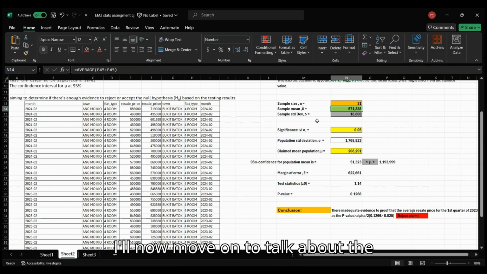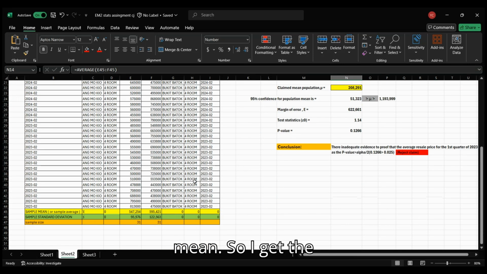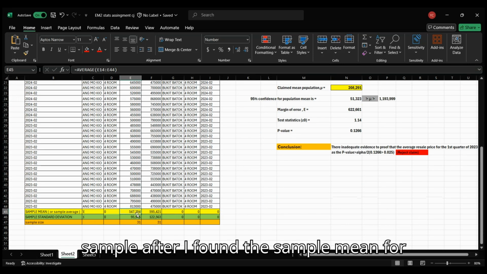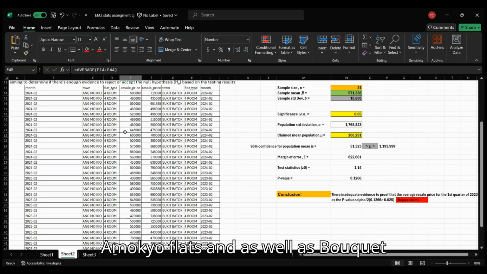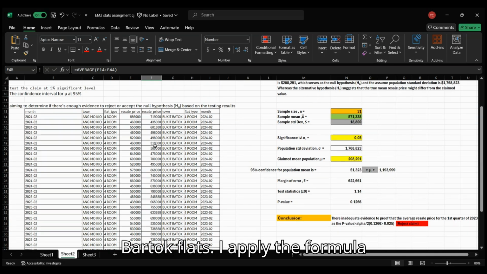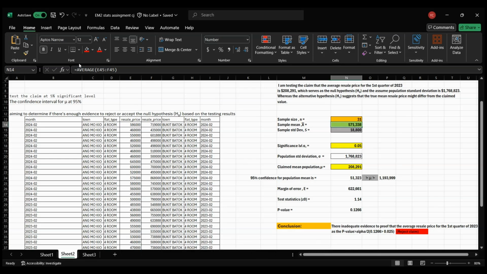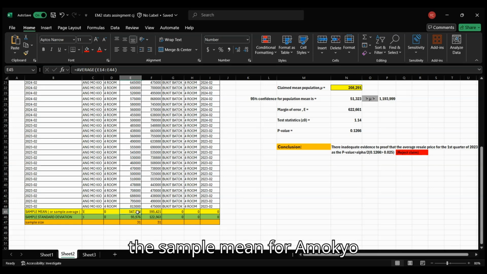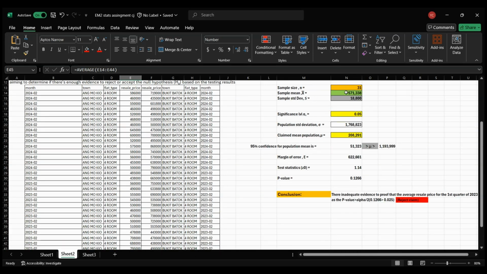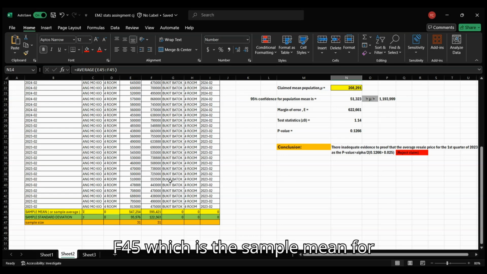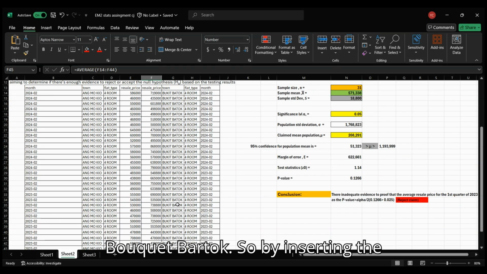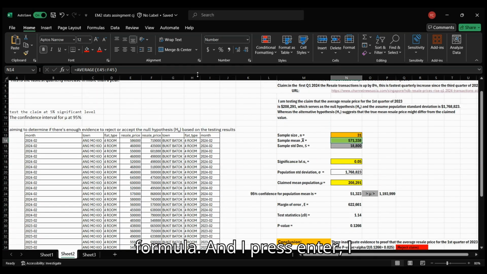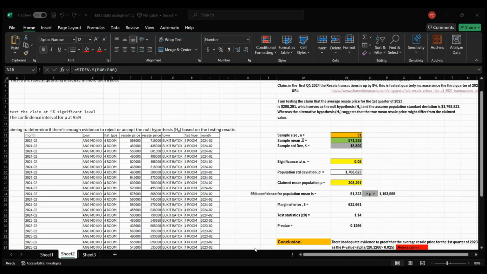I'll now move on to talk about the formulas I use to get my sample mean. I found the sample mean for Ang Mo Kio flats as well as Bukit Batok flats. I apply the formula equals AVERAGE E45, which is the sample mean for Ang Mo Kio, and F45, which is the sample mean for Bukit Batok. By inserting the formula and pressing enter, I get my sample mean value.